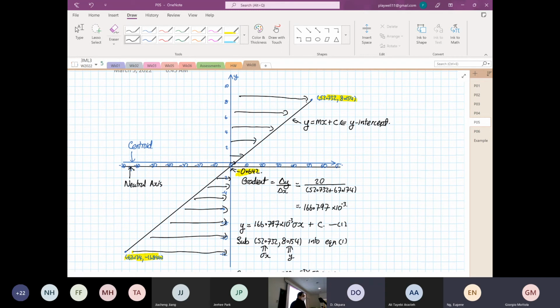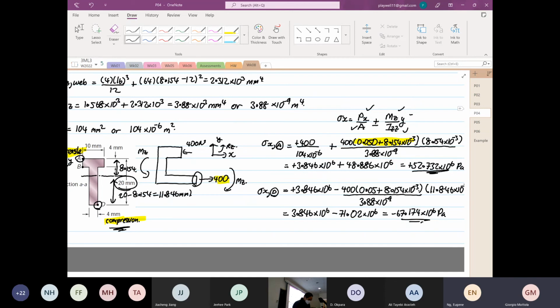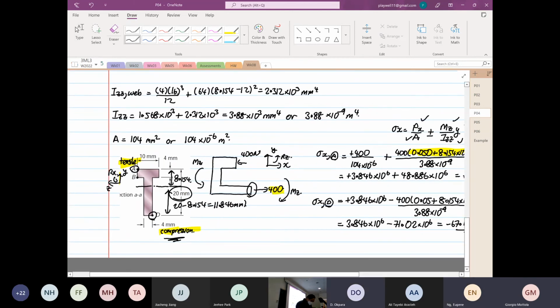What if the question asks to find the stress at point B? Yeah, so to find the stress at point B, you know this distance, yes or no? Right? And you know that it's going to be in compression.